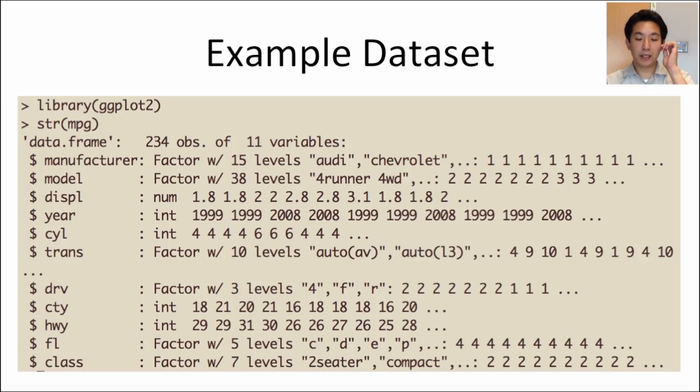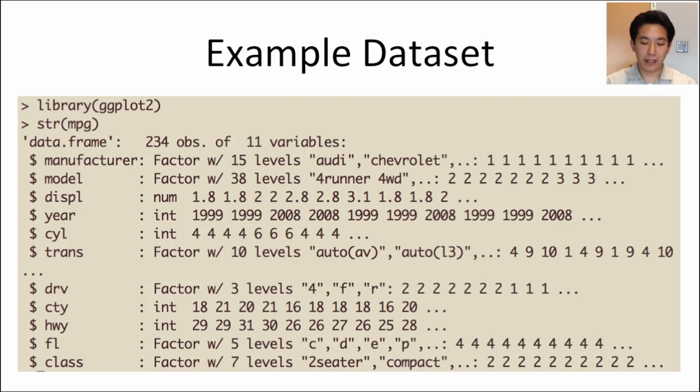So I'm going to start with a little example data set here. This data set comes with the ggplot2 package, so you can always just load it up after you install the package. And so this is the MPG data set. It looks at miles per gallon for a variety of different types of cars.